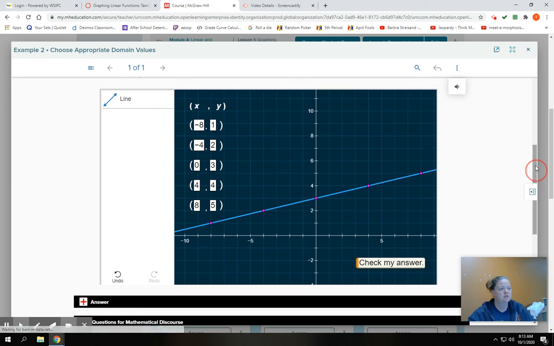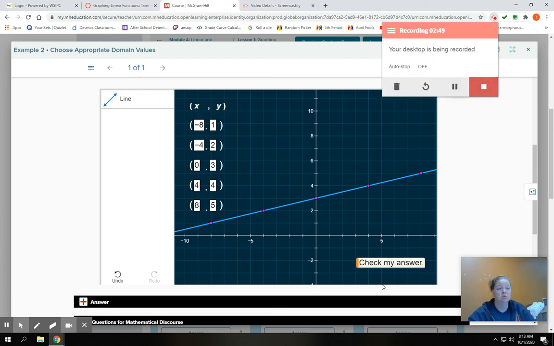Again, I do suggest graphing by hand, not by using a program or anything, so that you can get a good sense of how to graph points. Remember, always start with your x going left or right, and then your y's going up or down.